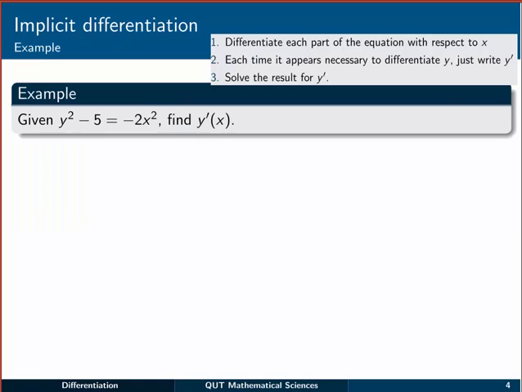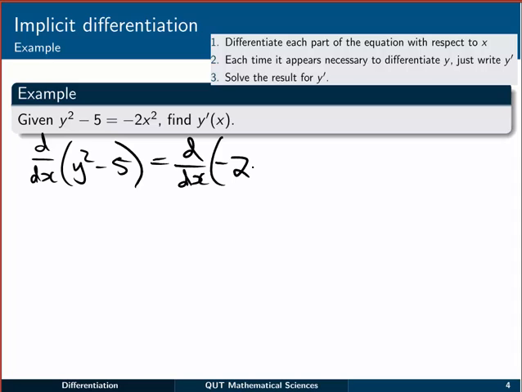So I've just copied that down to this slide so that we can follow along. The first step, differentiate each part of the equation with respect to x, just like we normally would. So I'm going to write this a little bit more explicitly than normal. I'm going to say differentiate both sides with respect to x, where the first side is y squared minus 5, and the other side is minus 2x squared. Now this one's pretty easy, we've got rules for that. Over here we've got a y squared, not sure what to do with that at the moment, but the derivative of minus 5, that's easy, that's just 0.